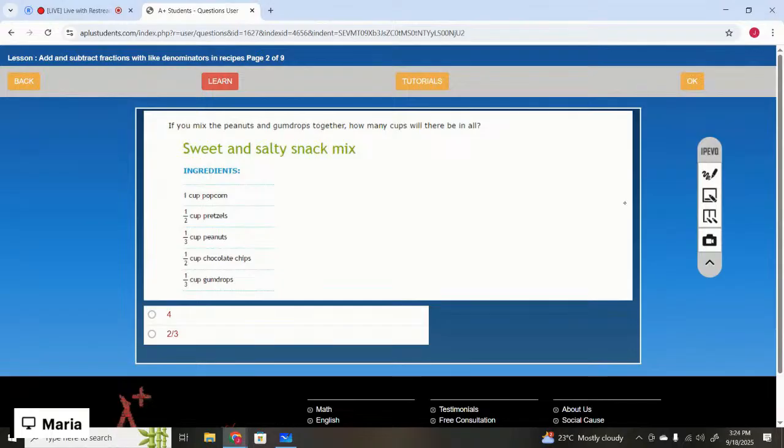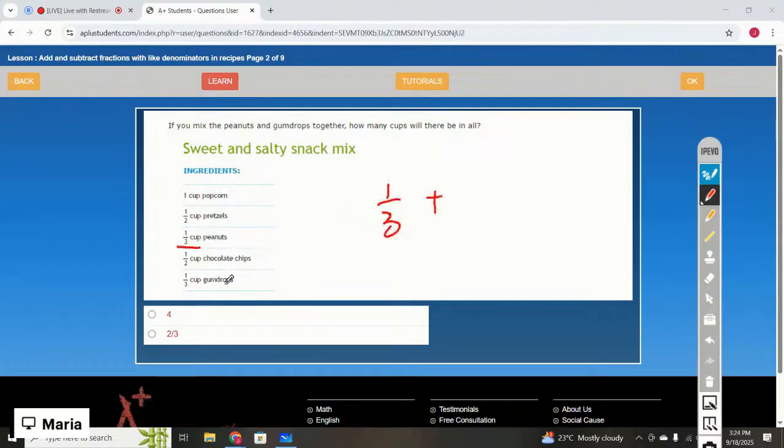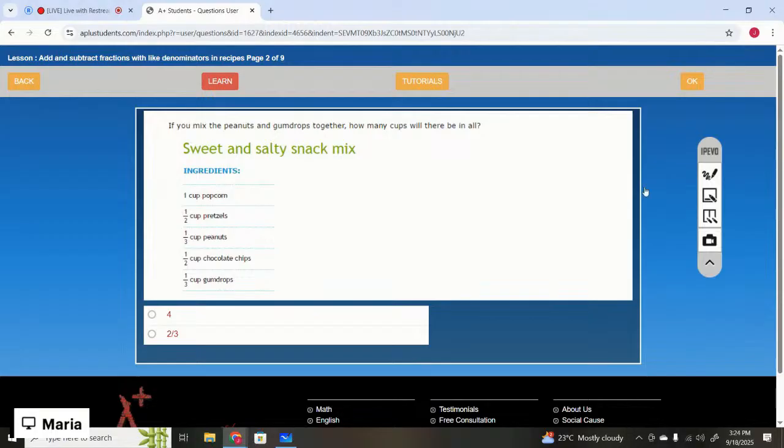If you mix the peanut and gumdrop together, how many cups will there be in all? 1/3 cup of peanuts and gumdrops again 1/3. The denominators are same. You need to add the numerators. 1 plus 1 is 2. That is 2 by 3. Option number 2 is the correct option.